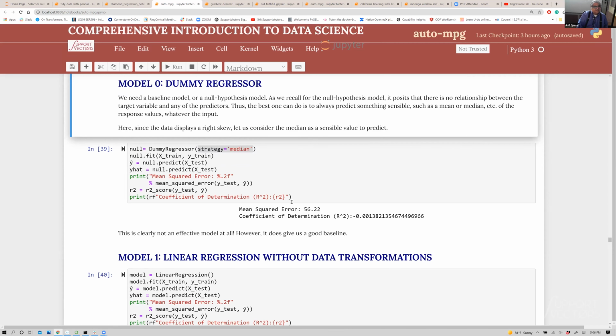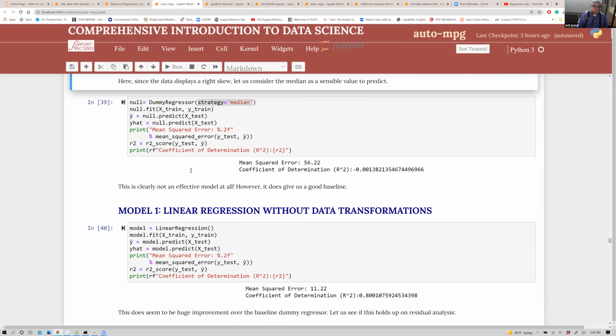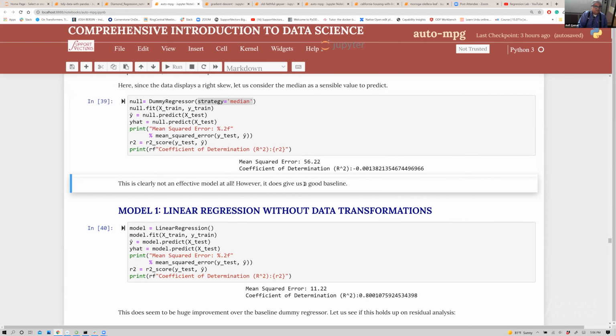What is the coefficient of the R square that you should expect from a null hypothesis? By definition, 0. TSS minus TSS is 0, right? So this is it, and you get a lot of mean squared error. So you should always compare, because what you should look for is the decrease in mean squared error. Let's keep our eye on that.